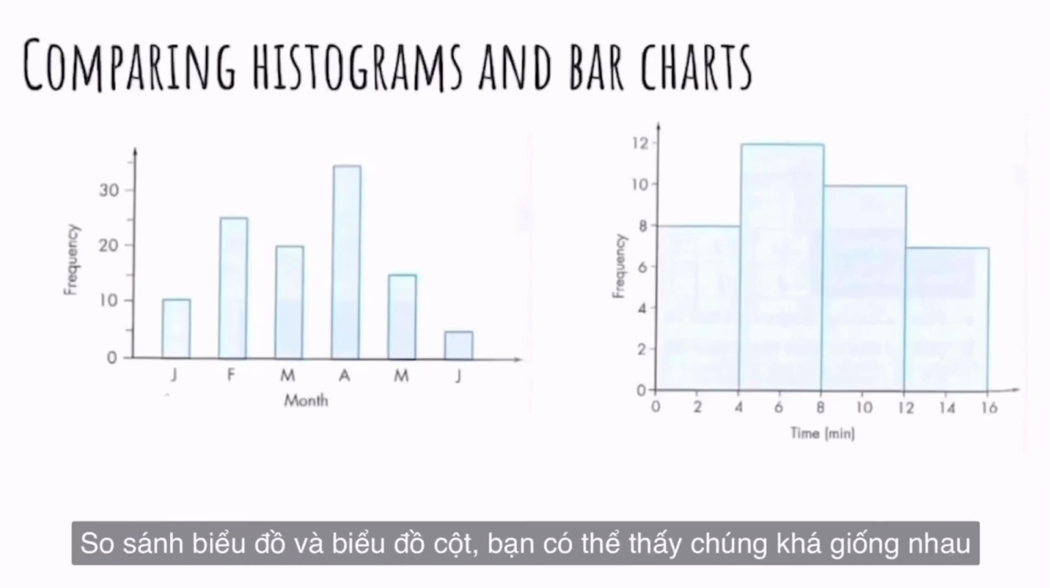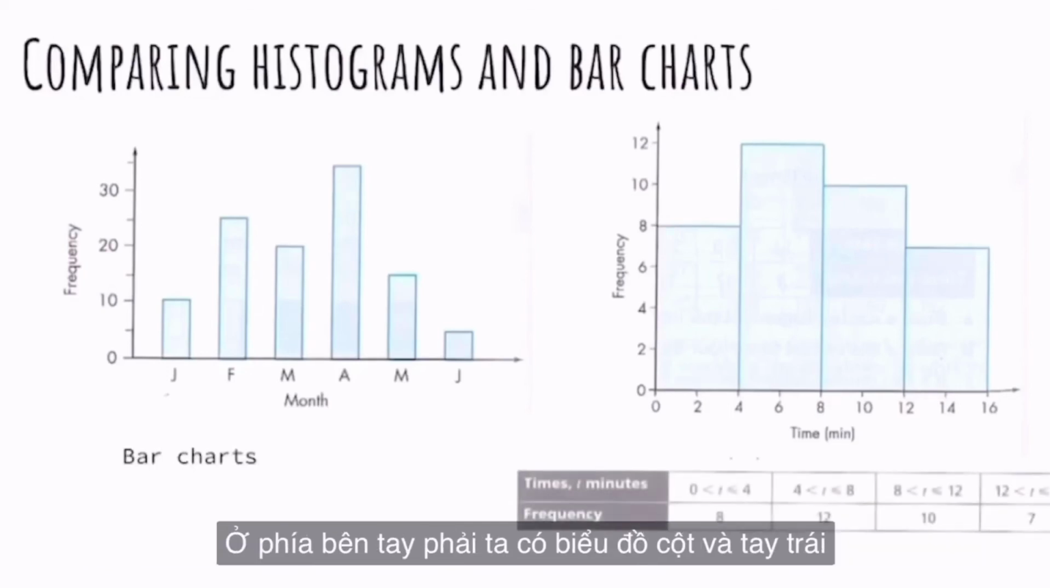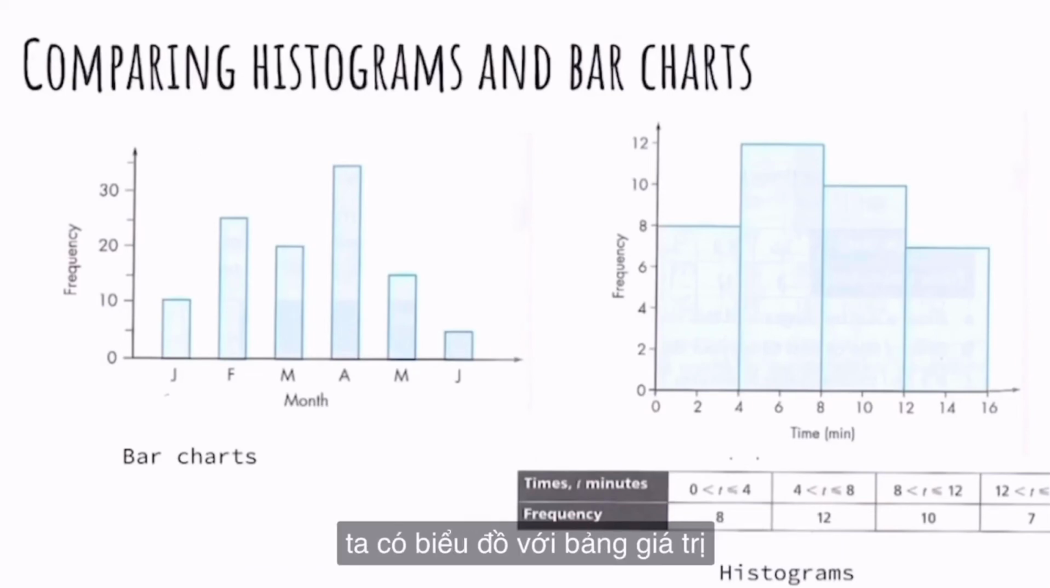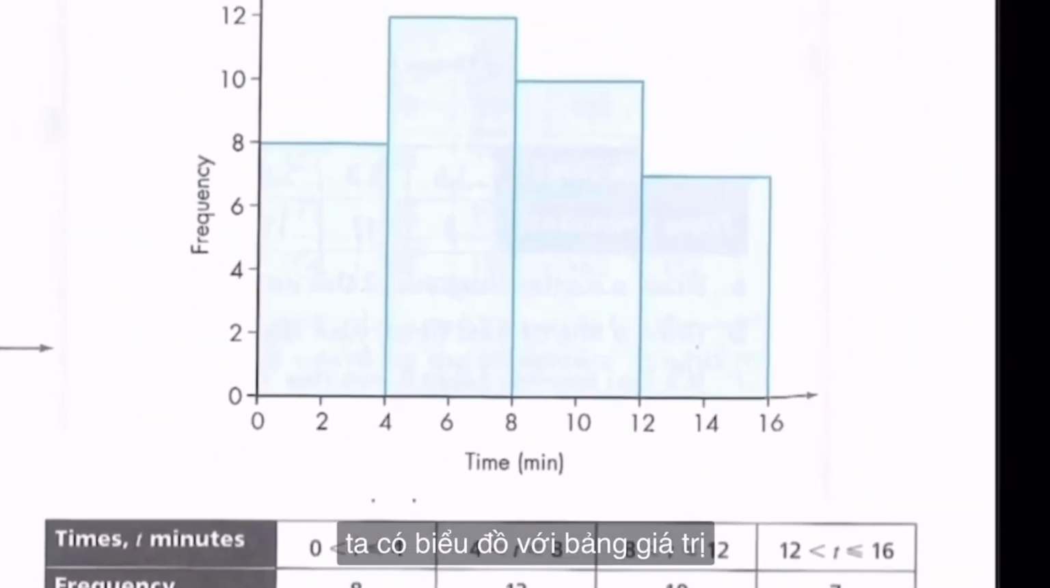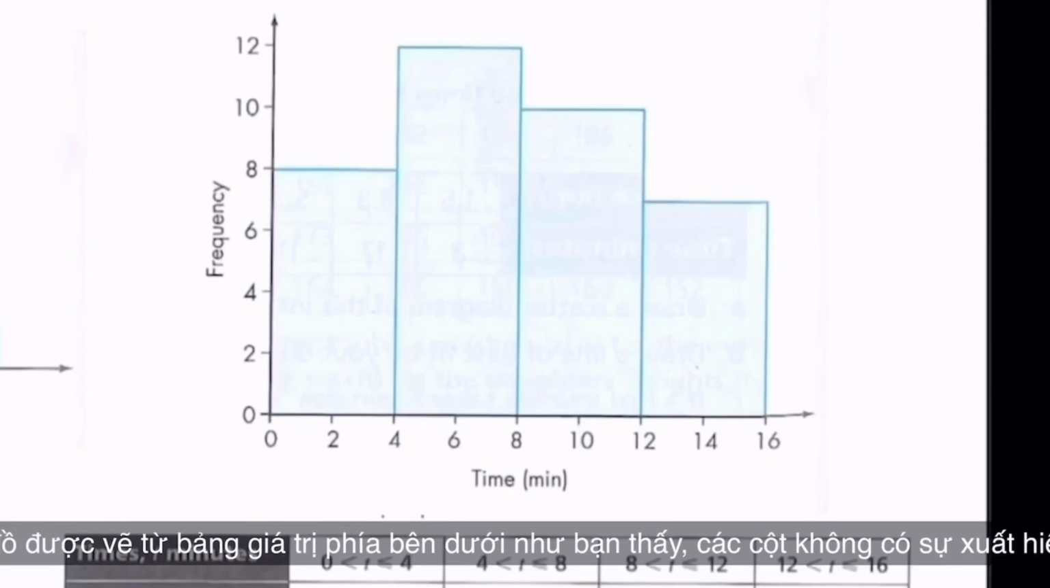In today's lesson, we talk about histogram graphs. So first of all, comparing histograms and bar charts. You can see they are pretty much the same. On the left hand side, we have the bar chart, and on the right hand side, we have the histogram. The histogram has been drawn from the table.